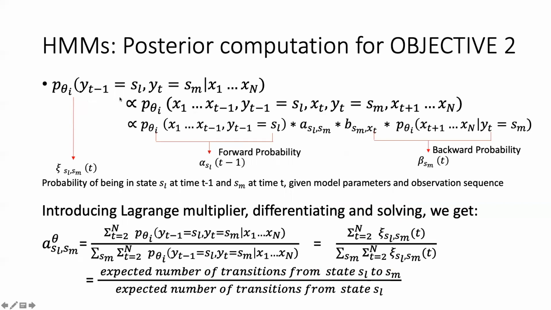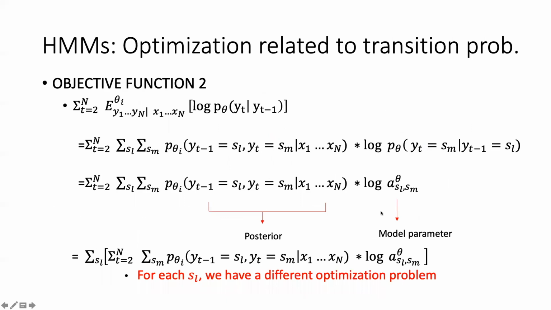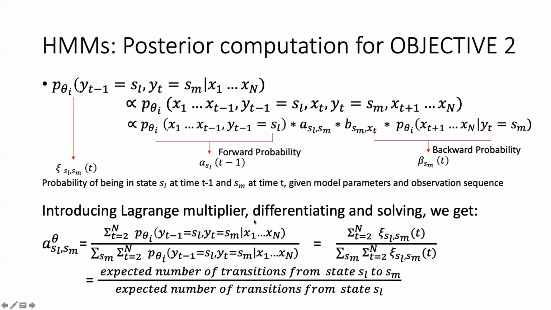Similar to what we did earlier, the posterior can be represented in terms of joint distribution, and then factorizing it in terms of forward and backward probabilities. We arrive at this equation, and similarly, if we normalize it, we can go back and substitute this posterior in this expression, and introduce the Lagrangian multiplier, and differentiating and solving it, we get this particular estimate, which indicates the expected number of transitions from state SL to SM divided by the expected number of transitions from state SL.